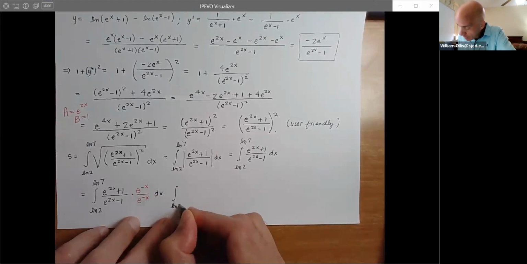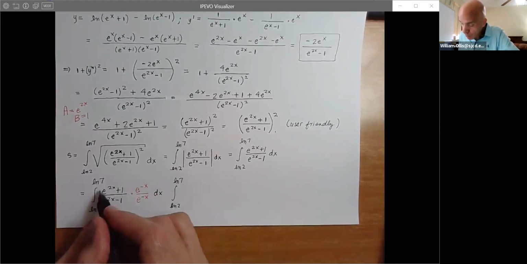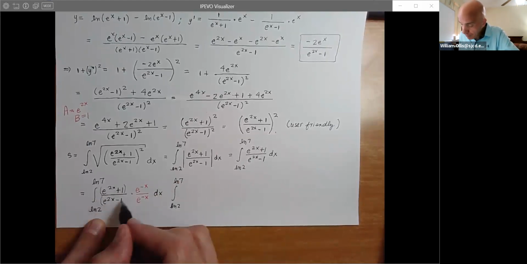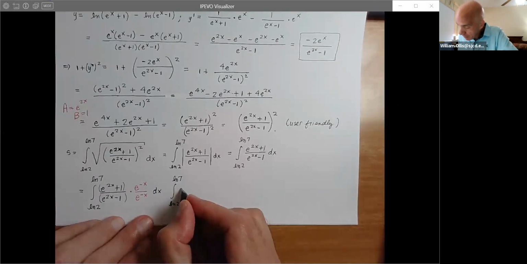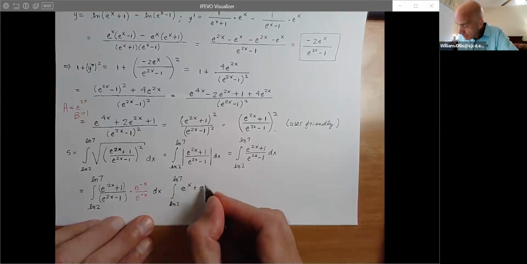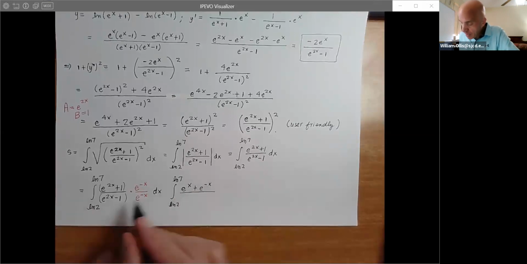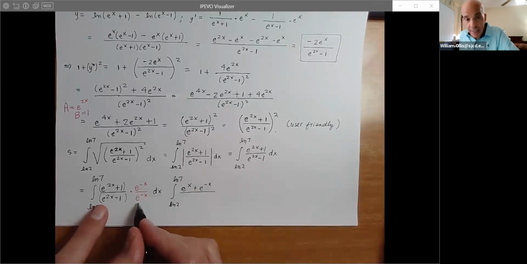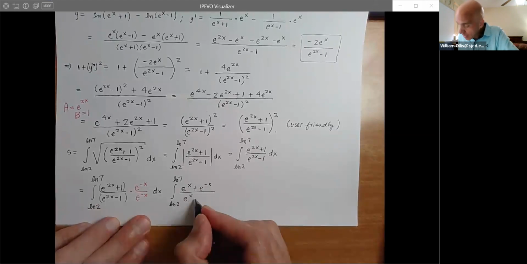So we have ln 2 to ln 7. Again, just put your parentheses here. So this will give us e^x plus e^(−x), and then of course here we get e^x minus e^(−x).